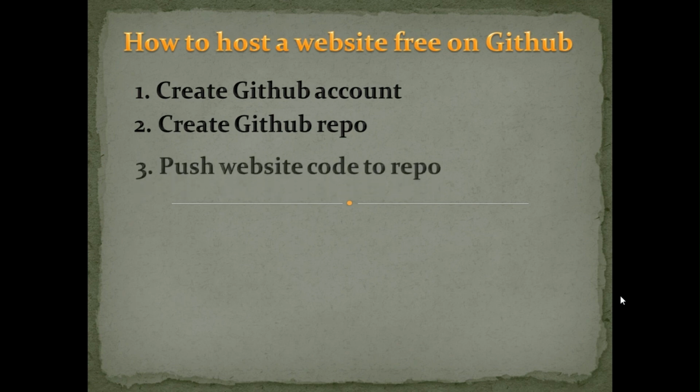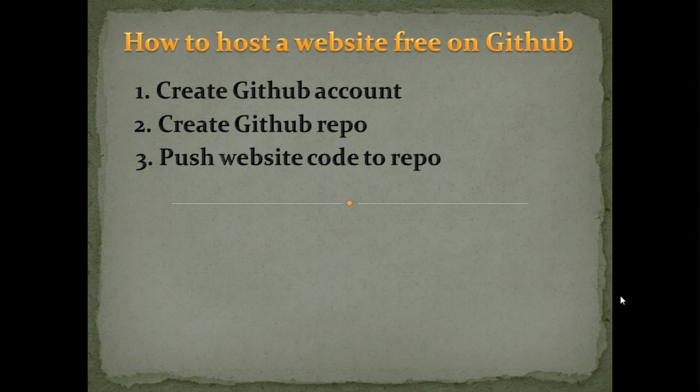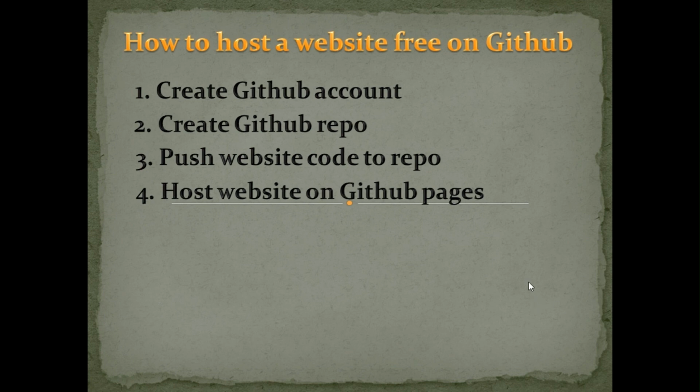Then we have to push our website code to our repository. We have to add our website code to the repository, from where we can access the website code. And then at last we'll host our website on GitHub Pages. GitHub Pages is a feature that is provided by the GitHub website. So let's see how this works.